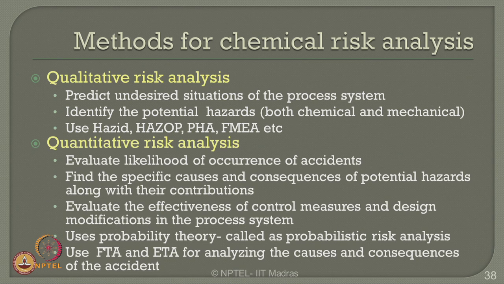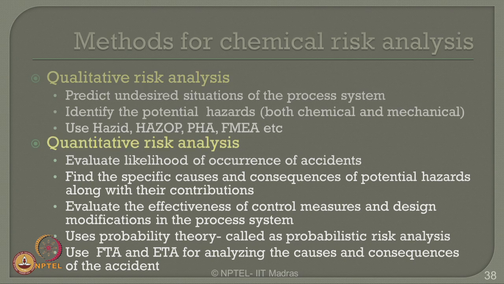If we talk about quantitative risk analysis methods, they are used to evaluate the likelihood of occurrence of accidents. They find the specific causes and consequences of potential hazards along with their contributions. They are used to evaluate the effectiveness of control measures and design modifications in the process system. They use probability theory, therefore they are also called probabilistic risk analysis. Examples are FTA and ETA, which stand for fault tree analysis and event tree analysis, which are used for identifying the causes and consequences of an accident.